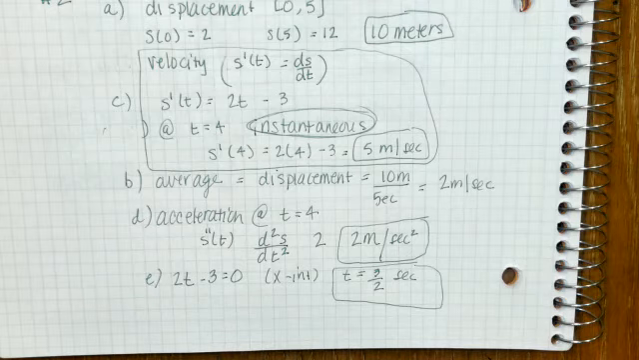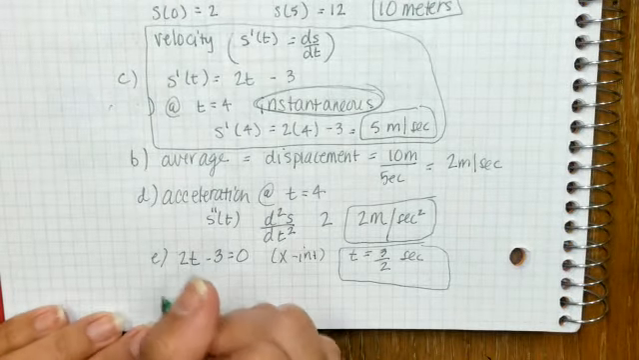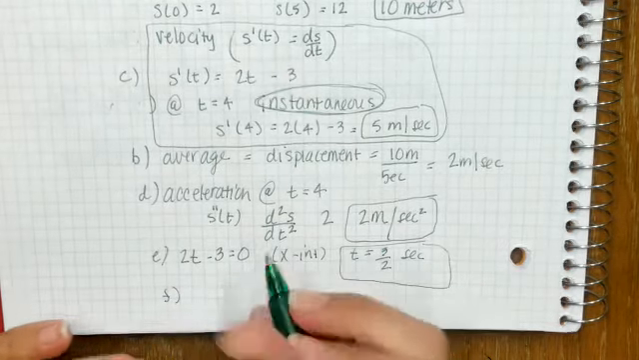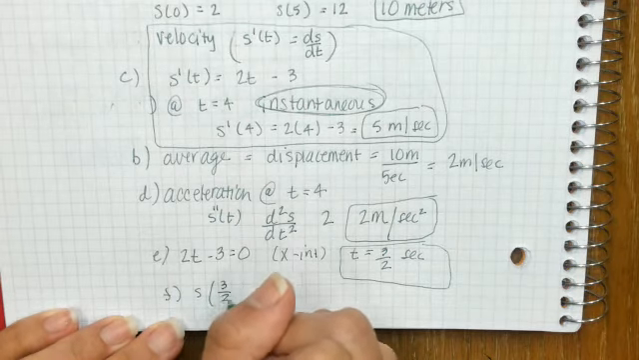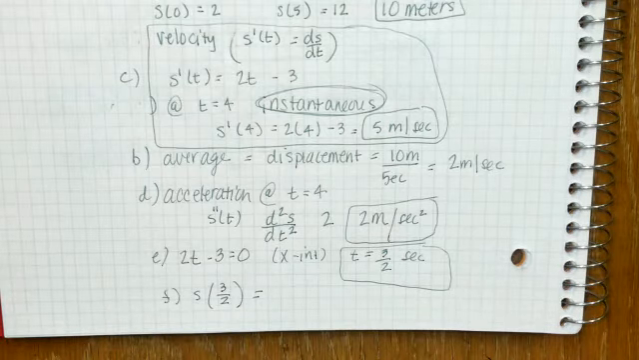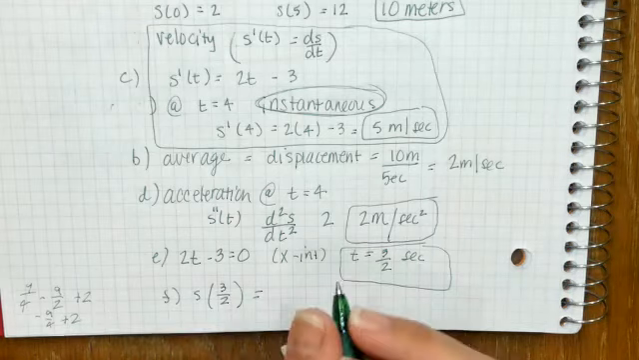Last part, where is the particle when the position is a minimum? So this is going to be the s of 3/2. Okay, I think that's -1/4. Yes, it is -1/4.